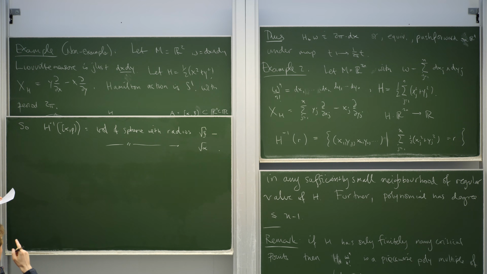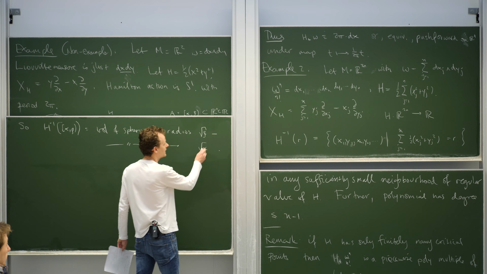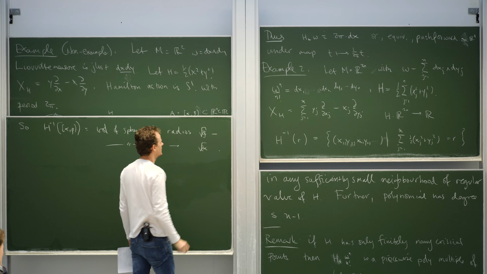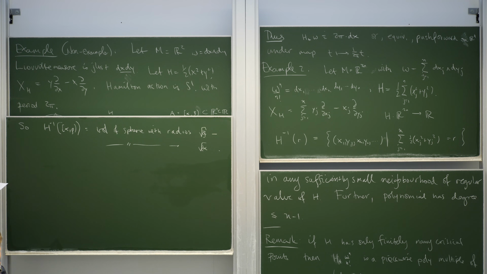Not root 2 alpha? Oh, yeah. I think you might be right. There is indeed a 2, isn't there? I had that in the previous example as well, yeah. Root 2 beta and root 2 alpha, yeah.